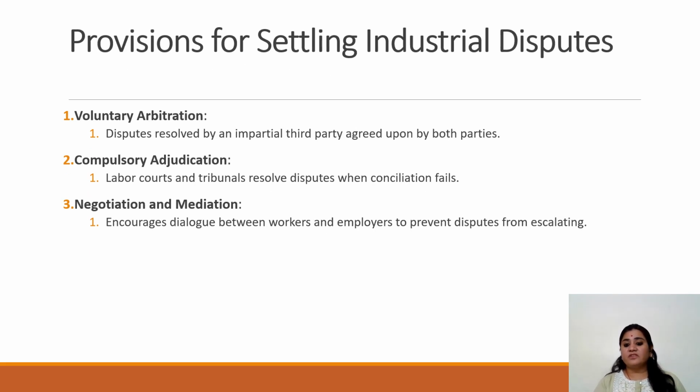Then there are various provisions for settling industrial disputes. The first one is voluntary arbitration, where both parties agree to resolve disputes through a mutually chosen neutral third party. Then there is compulsory adjudication. If arbitration or conciliation fails, the dispute goes to labor court or industrial tribunal for mandatory settlement. The third one is negotiation and mediation. In this, it encourages open communication between workers and employers to reach an amicable agreement.